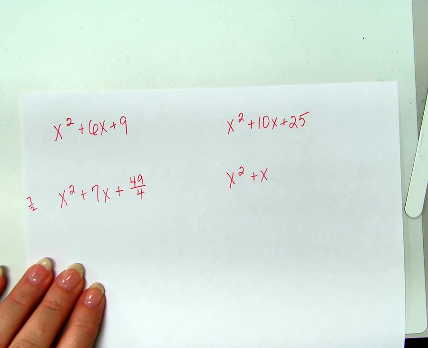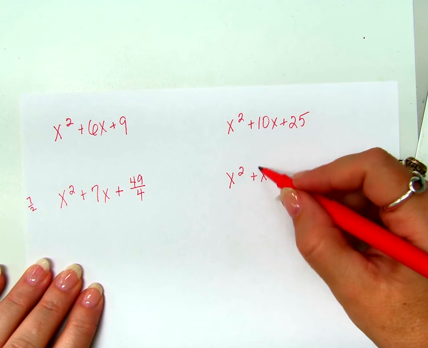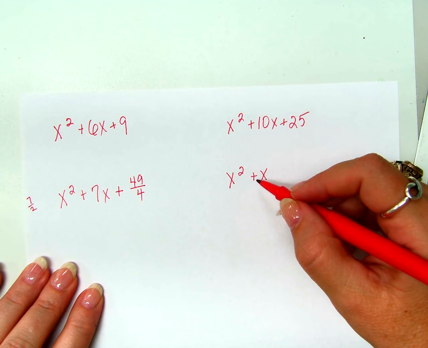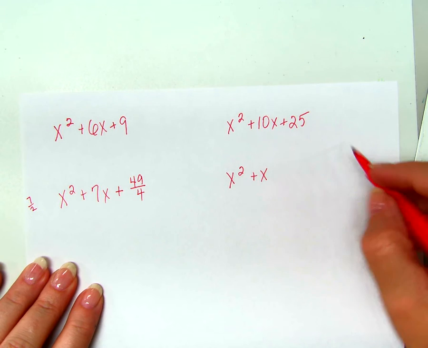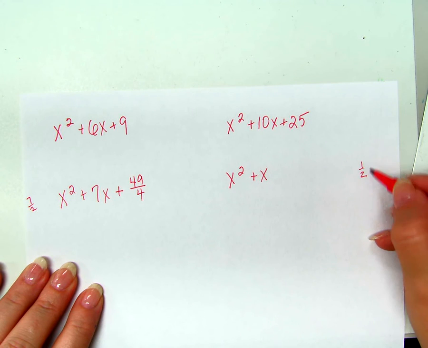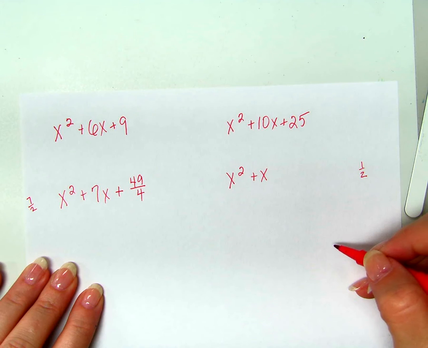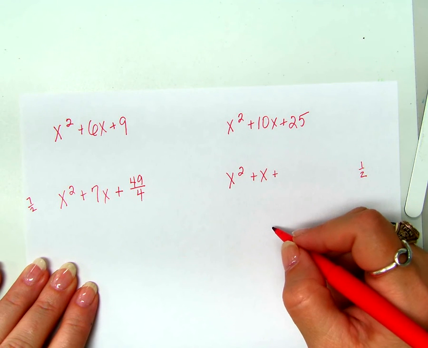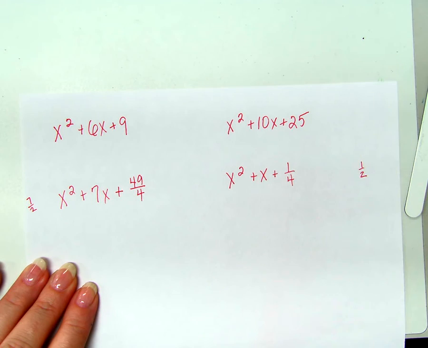What do you think? Oh, so this is a 1. So what's half of 1? Half squared? If I have a fraction, how do I square it? Square the numerator, square the denominator. Plus 1/4. Right.